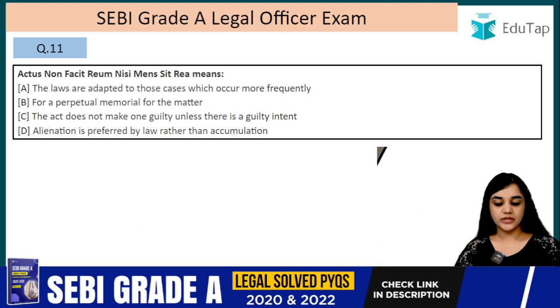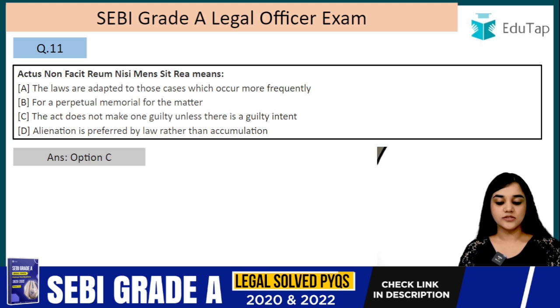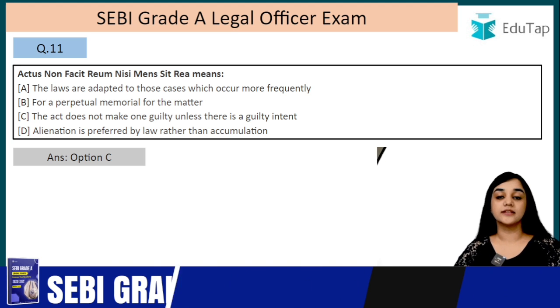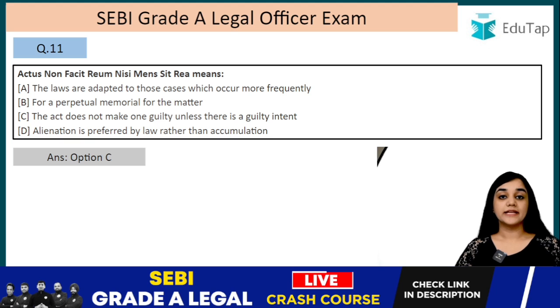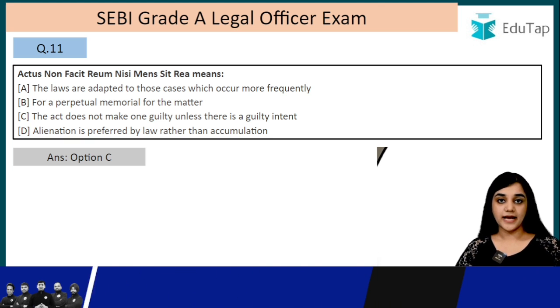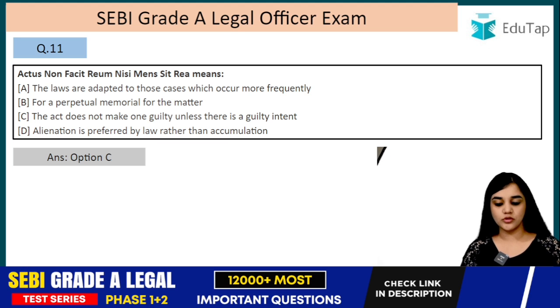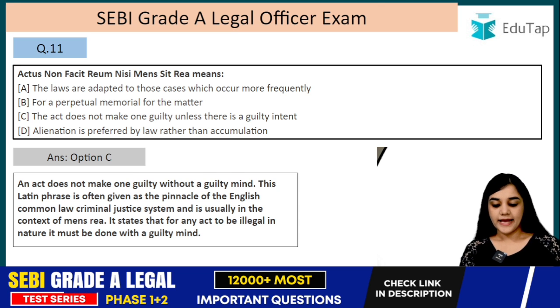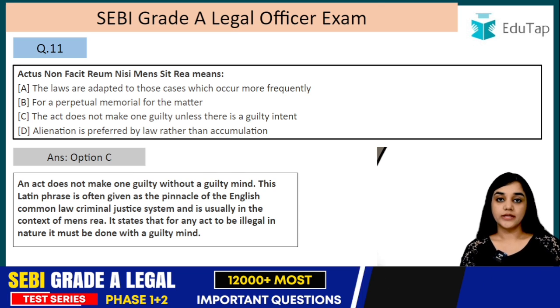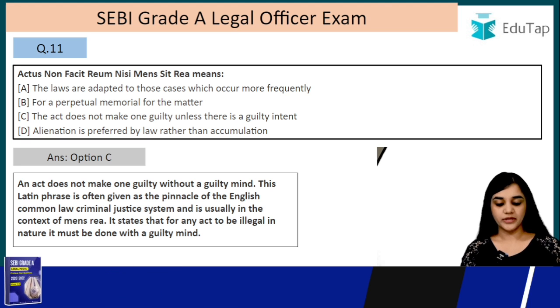Actus non facit reum nisi mens sit rea. So it means option C, the act does not make one guilty unless there is a guilty intent. It is not only the act that makes a crime, but also a guilty mind has to be there. It has to be guilty intention also. So an act does not make one guilty without a guilty mind. So a guilty mind is also a prerequisite.